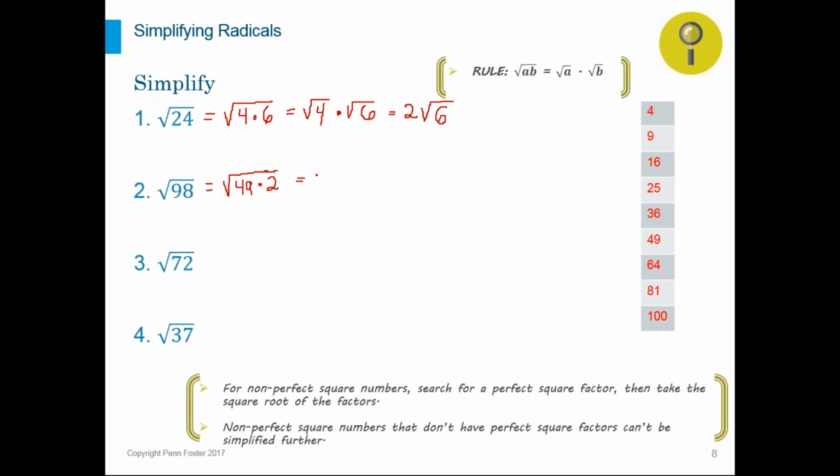From the rule here, I can simply distribute the square root sign over each of the factors. And since 49 is a perfect square, the square root of 49 is 7. 2 only has factors 2 and 1. None of them are perfect square factors, so it should stay under the square root sign. Our final answer is 7 times the square root of 2. We pronounce that as 7 the square root of 2.